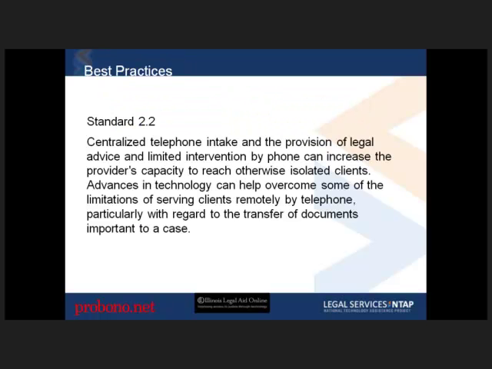Okay, so basically the provider should have multiple entryways, and this is echoed all through. Standard 2.2 refers mostly to telephony systems, but it also applies to online systems. It talks about how technology can be used to overcome limitations in reaching remote populations, and it can open a whole new way of providing services in underserved areas. So that's a really good one to review.